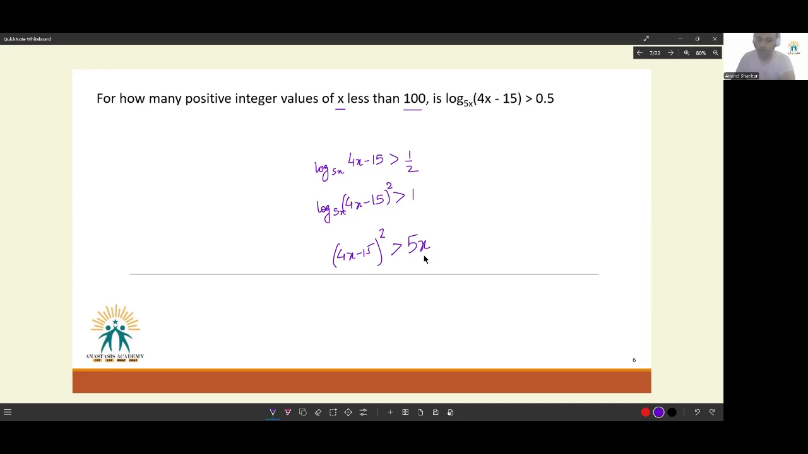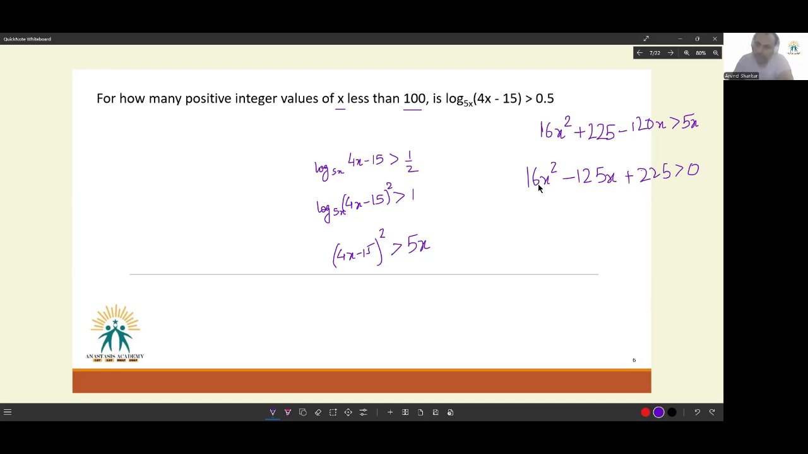This is a normal inequation. Let us solve. I'll get 16x square plus 225 minus 120x is greater than 5x. I can bring this 5x over here. I'll get 16x square minus 125x plus 225 is greater than 0.